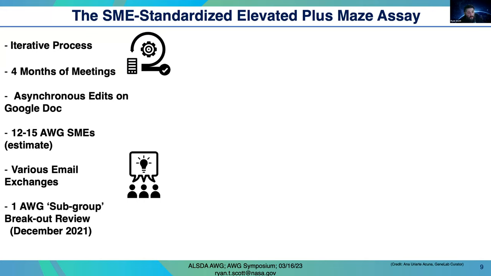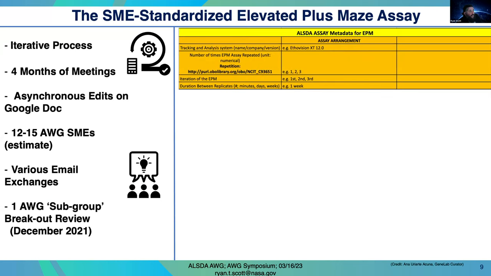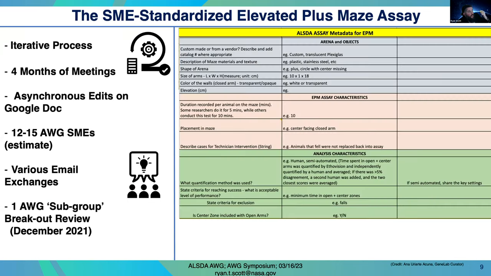Just to give you a sense: after a series of meetings and asynchronous edits on a shared Google Doc, we then had a few different breakout sessions within the AWG monthly meeting for ALSDA. Then in December 2021 there was a final consensus, like, this is a good EPM, elevated plus maze assay. This involved ontology selection and always trying to have gold standard literature drive the decision-making. But then we had to think about the arrangement of the assay, especially behavioral compared to other assays: the arena, the objects, the various characteristics, structure sizes and specs, and other characteristics about how the assay was performed.